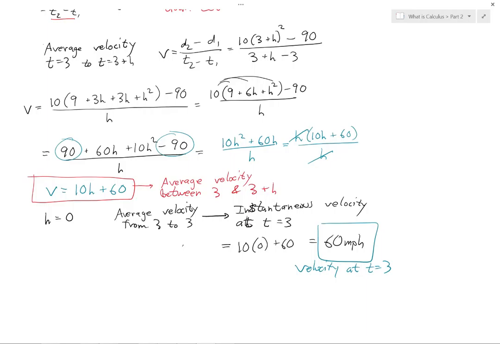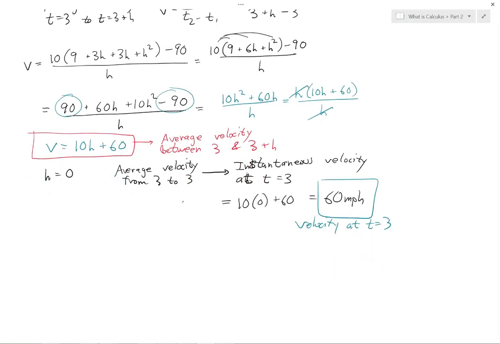Now, of course, the next question is, okay, great, we have a formula for 3 to 3 plus h. What if we wanted the average velocity or the instantaneous velocity at 4 or anything like that? Well, we'll get to that a little bit later. But there is one cost.